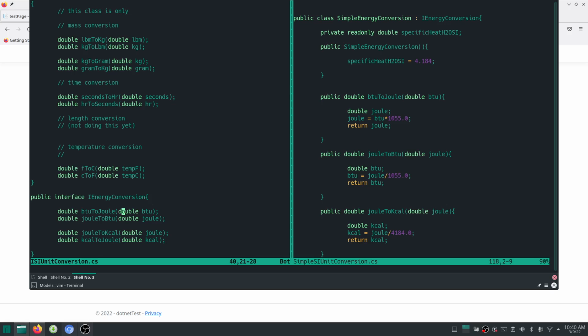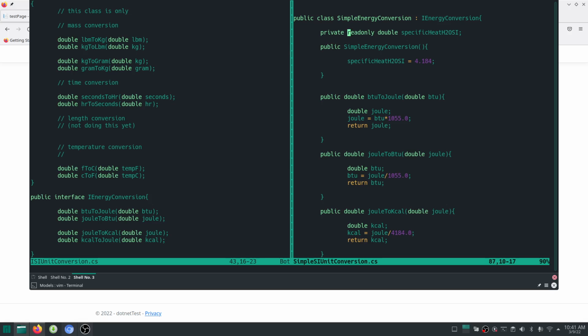You have British thermal units, or BTUs, to joule, and then joules to BTU. Joules to kilocalorie and kilocalorie to joules. Then the implementation is as such. I started over here because we have these interfaces: joule to BTU, BTU to joule, kilocalorie to joule, and so forth. Everything goes through the SI unit, which is joule.